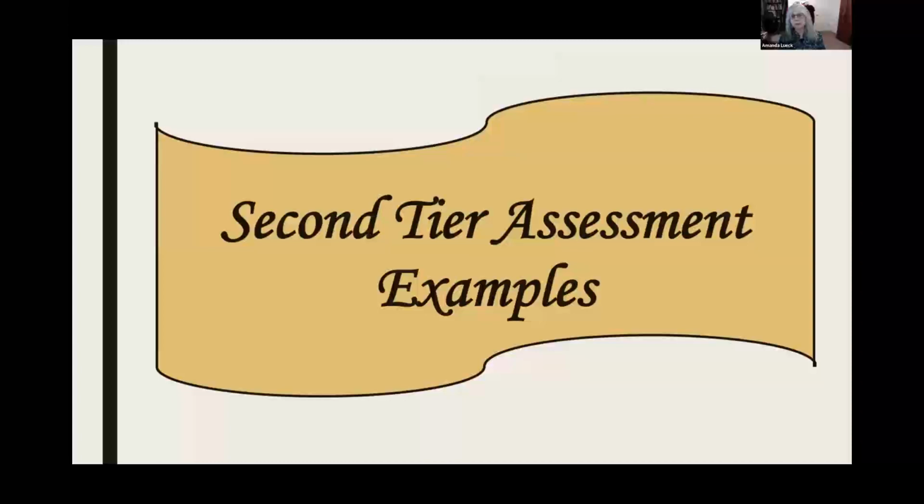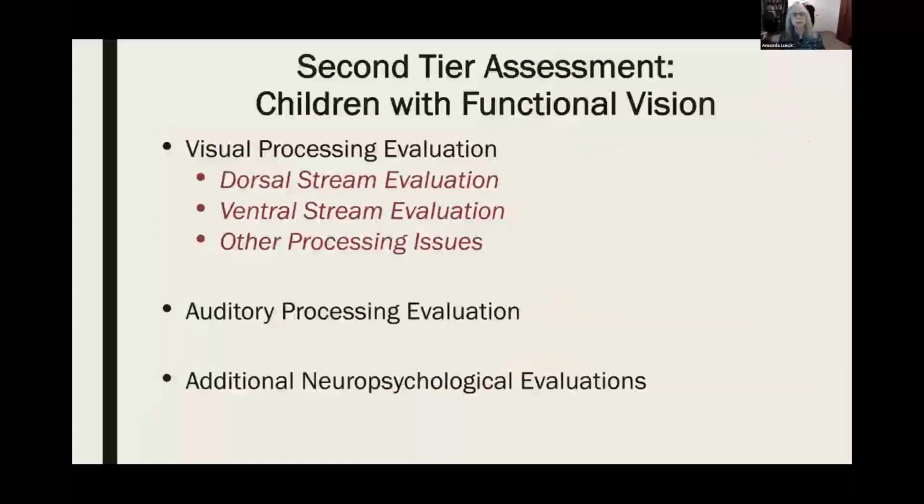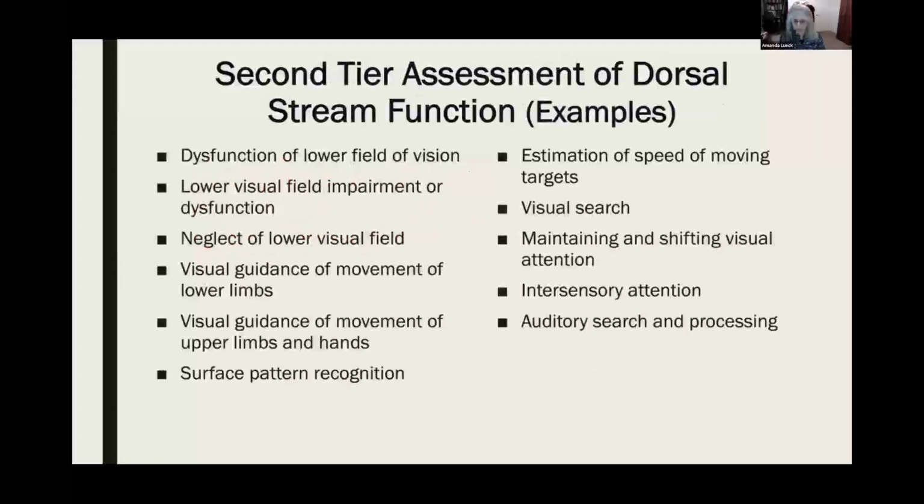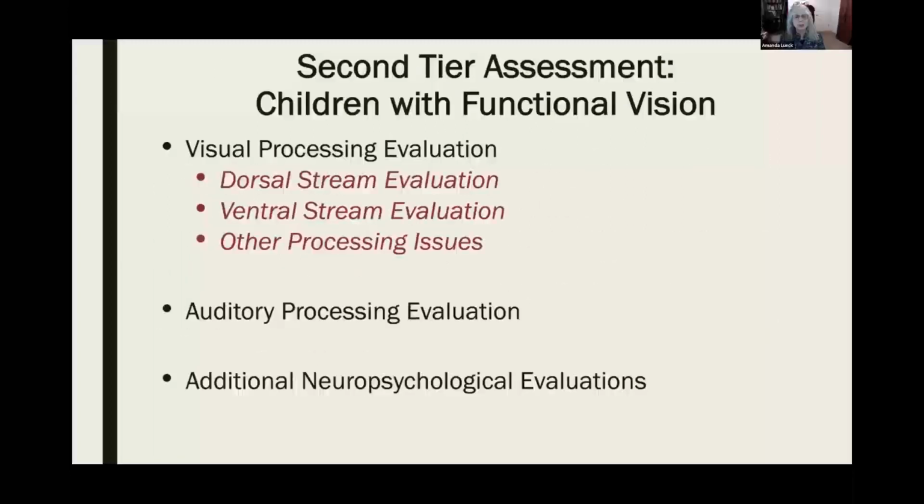So let's look at some second-tier assessment examples. The second-tier assessment for children with functional vision would be visual processing information, such as dorsal and ventral stream information and other processing issues, going more deeply into an auditory processing evaluation, which would need to be done by a qualified professional, such as a speech-language pathologist, and additional neuropsychological evaluations.